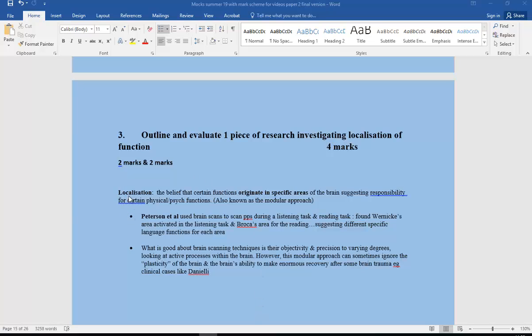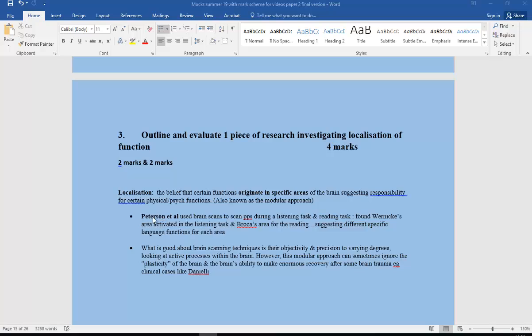Okay, so you guys need to just remind yourselves localization is the belief that certain functions originate in a specific area of the brain, which suggests responsibility for certain physical and psychological functions. Another bit of detail is we also refer to this as the modular approach. Now this question doesn't need your definition, but it's a useful bit of revision for you.